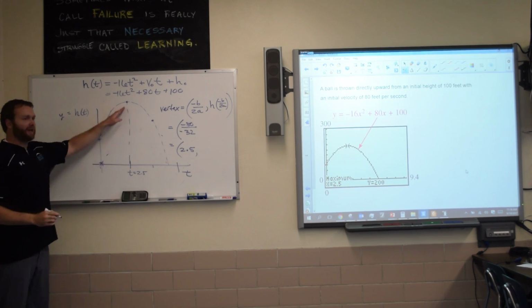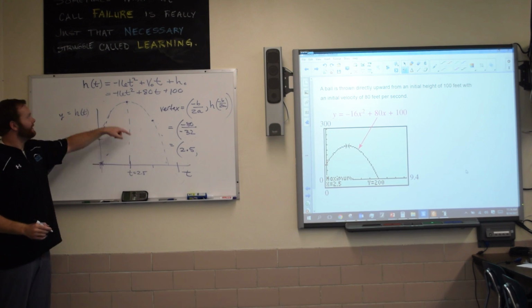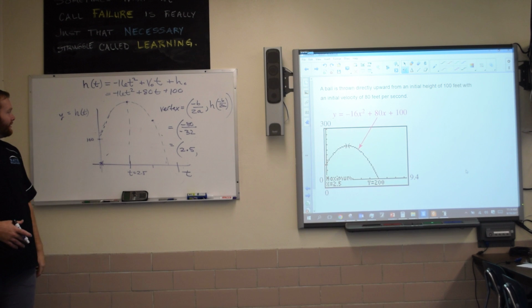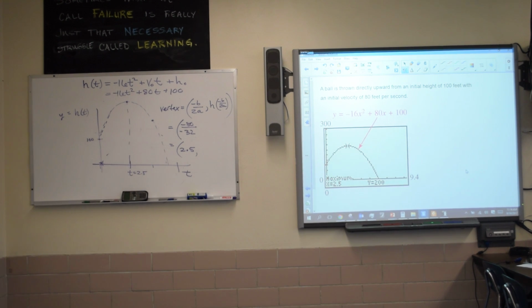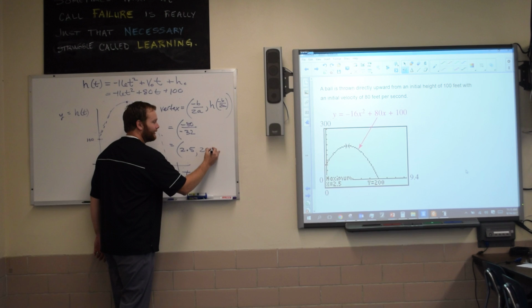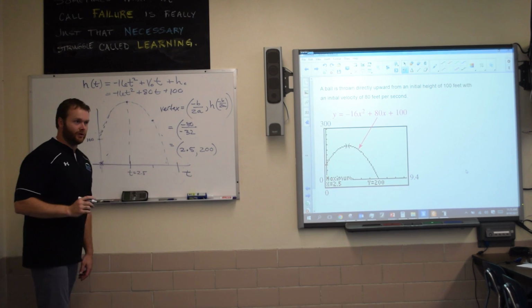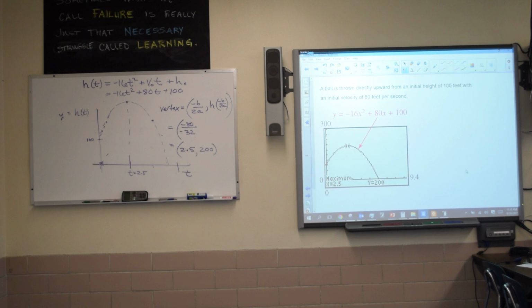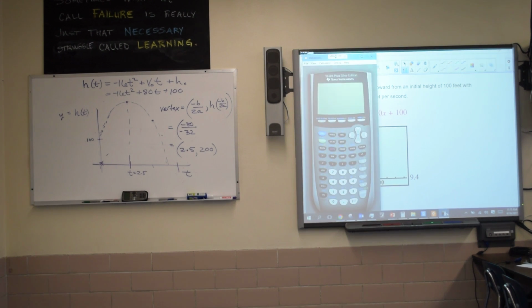in which we reach our maximum, I can now plug that t back into this function. So take negative 16 times 2.5 squared plus 80 times 2.5 plus 100. Plugging that back in should give you 200. Okay, and I think I've got that. I'll show that on my calculator here.